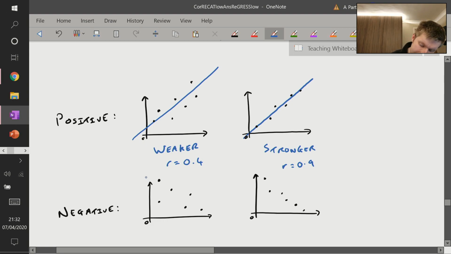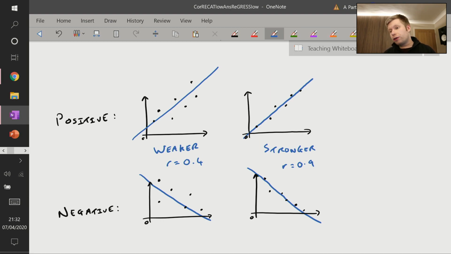So again, the idea here is that this data follows a downward trend. In other words, as one thing increases, the other thing decreases. This might be, for example, something like altitude and temperature, right? You can think, if you're climbing a mountain, as you get higher and higher, the temperature usually drops, okay?